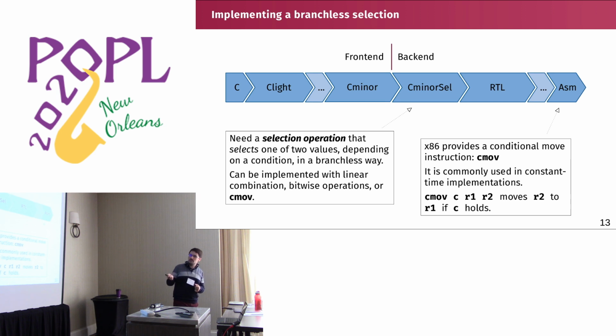So the semantics of that: it will move the value of the register R2 to the register R1 if C is true. But the interesting thing about the CMove is that it does that in a constant time way. So it's a good thing to implement our selection operation.